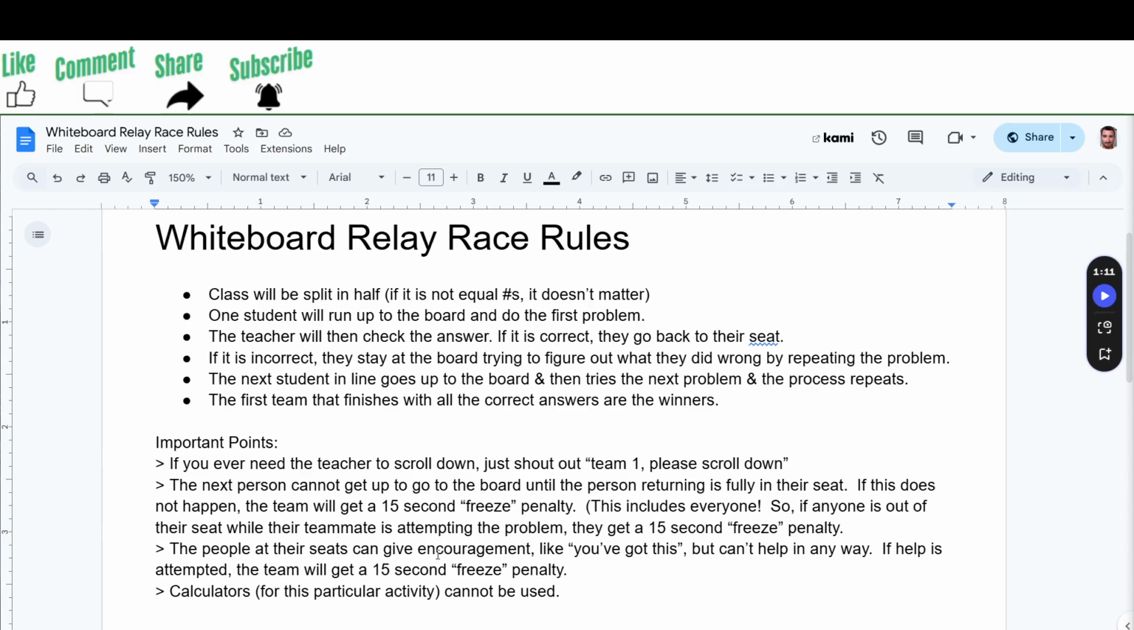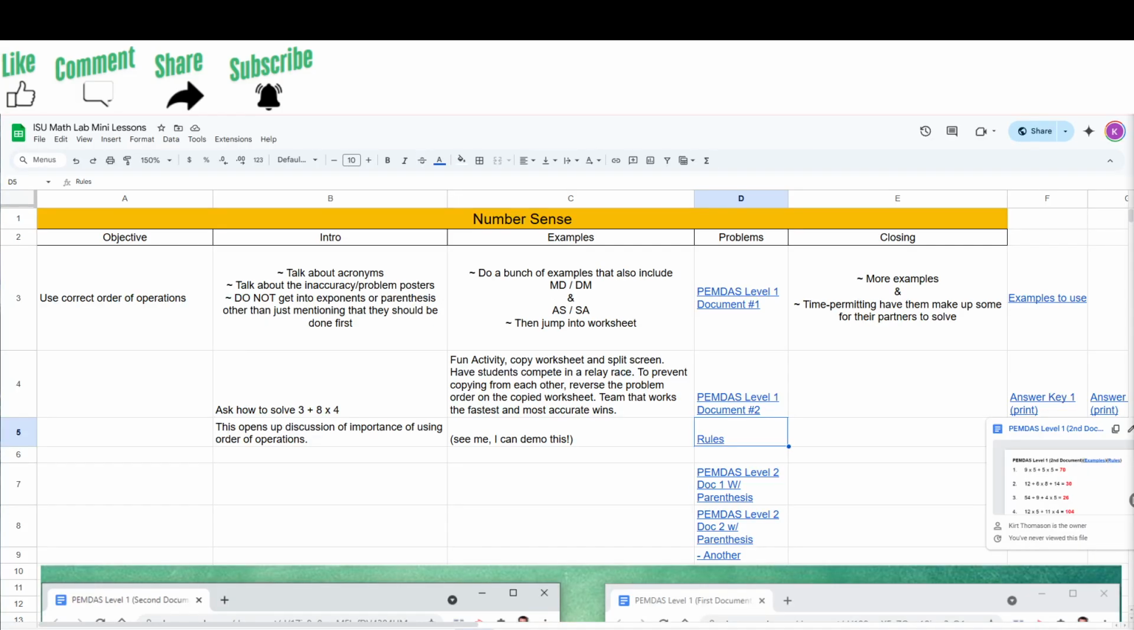Now, in addition to this, if a student is stuck at the board for a while, you as a teacher are not going to leave them up there forever. It's one of those things, read the room, where you'll say, okay, a certain amount of time has gone by. You can call up one teammate to come help you finish this problem. And then the last item is calculators for this particular activity cannot be used. The goal is for one team to get through all of the problems on their worksheet first.